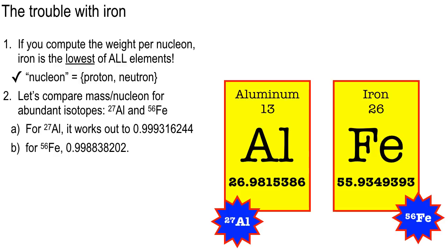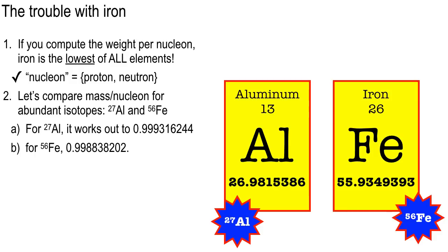Anyways, iron 56. You take this big number down here in the yellow, 55.9349393, and you divide that by 56, you get 0.998838202. So go ahead and write down all those digits. You're not going to have to memorize them or anything like that, but I do want to point something out to you. They're both pretty close to 1. If you were going to round them off, you'd round off to 1. That's how the atomic mass system works.